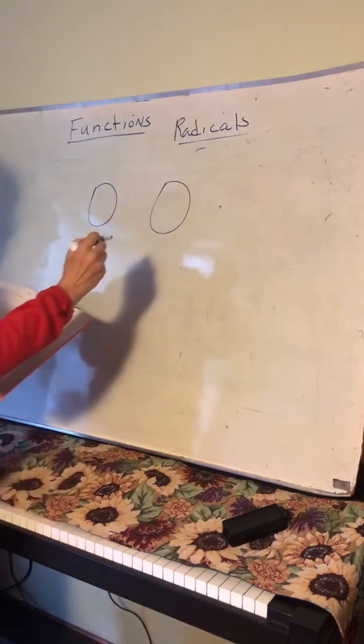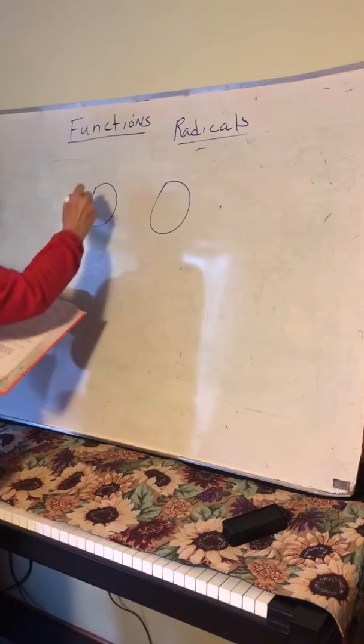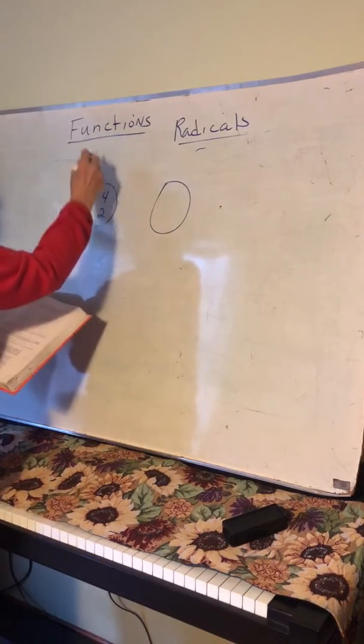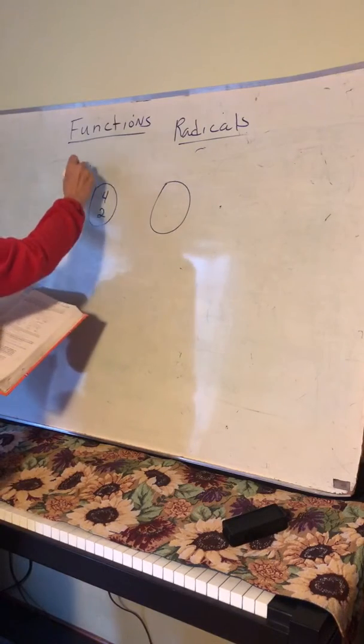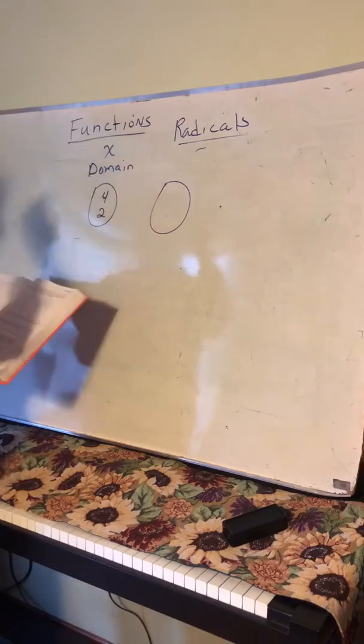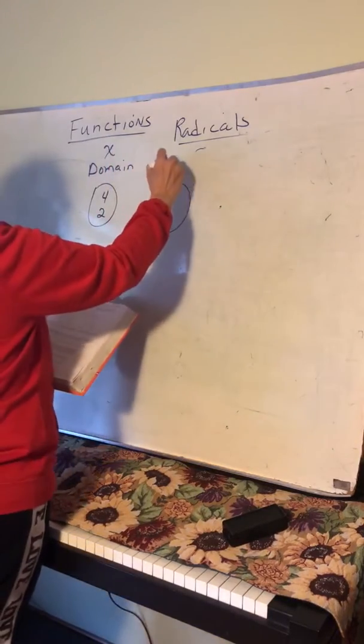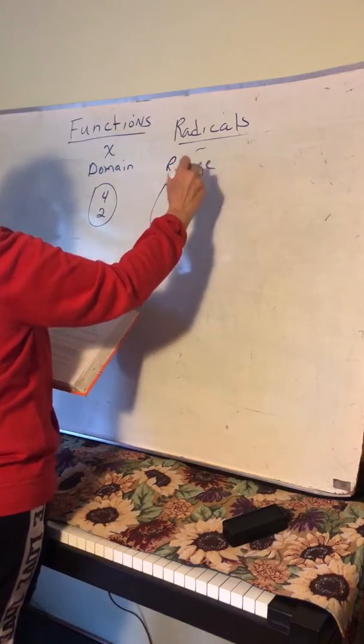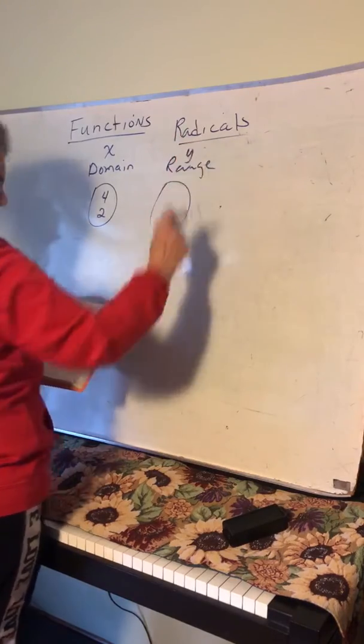They do like so, 4 and 2, and these are the domain, which means these are the x values. This is the range, which is the y value.